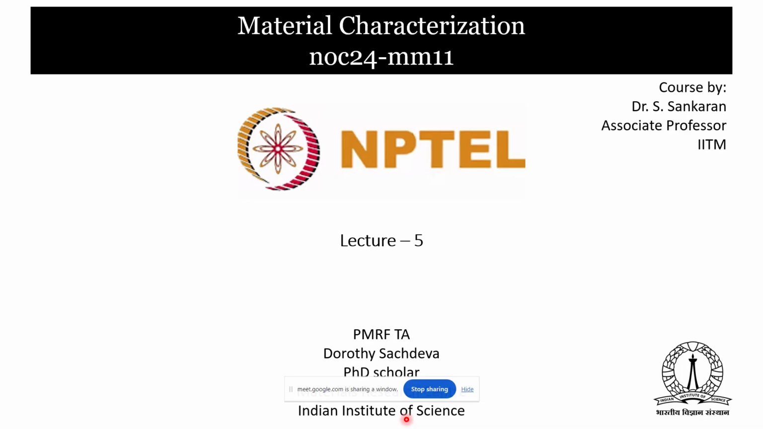In the last class we discussed how the electron beam is generated, and after that we discussed the different sources of electron gun, like thermionic emission, field emission, and so on. Different sources have their different advantages. Then we studied how the electron travels through the vacuum column, starting from the electron gun toward the specimen, passing through different lenses.